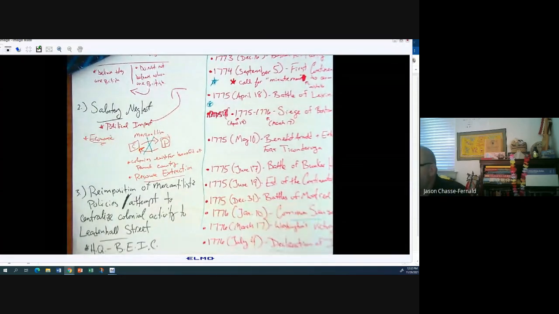Okay, so most are familiar with the fact that the British government is going to attempt to increase the revenues following the 7 Years' War, right? But what's going on over in India? I'm going to try to make a connection here to what's going on in the Indian Ocean world and what's going on in the colonies. So in South Asian history, the 7 Years' War, right?